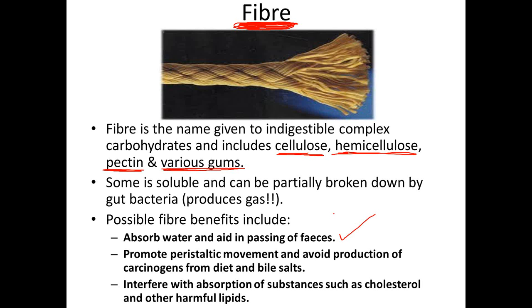possible fiber benefits include the ability for the substances to absorb water. And as they absorb water, they make fecal matter easier to pass through the intestine. So they cause less damage, and they cause less trauma to the digestive system. Now, because fiber also bulks up our feces in our bowels, it also promotes peristaltic movement. So it sort of pushes against the edge of the bowel and causes the body to press against this and push the fecal matter quicker through the bowel itself.